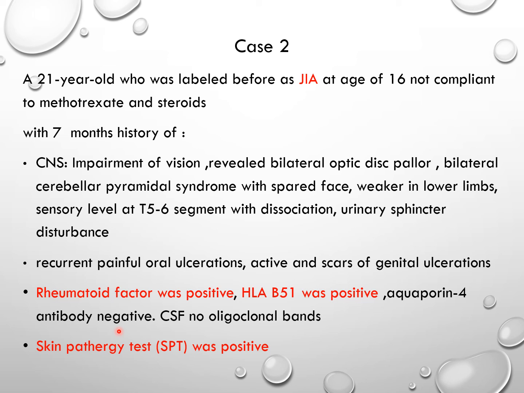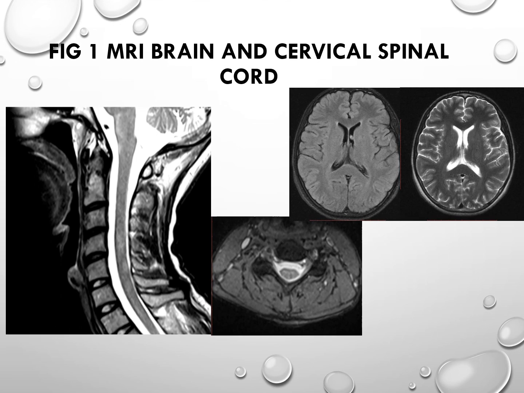I think it even started at the age of 16, but unfortunately it was labeled wrongly as JIA. This is his MRI, which showed multiple hyperintense signals in the spinal cord as well as in the medulla, and the brain MRI is completely normal. And this is the axial and sagittal MRI for the same patient. The diagnosis for this case was in 2014.